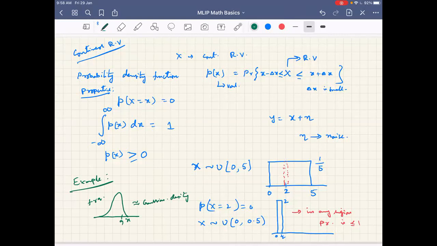We will also see events having more than one random variable, and some properties of random variables like independence, correlated and uncorrelated. Also, when we have more random variables, what all things have to be taken care of, those we will see in the next class.